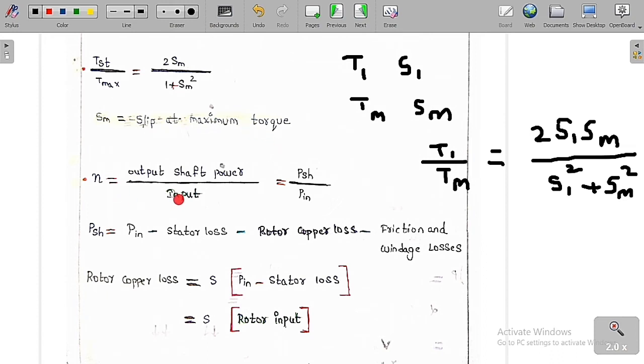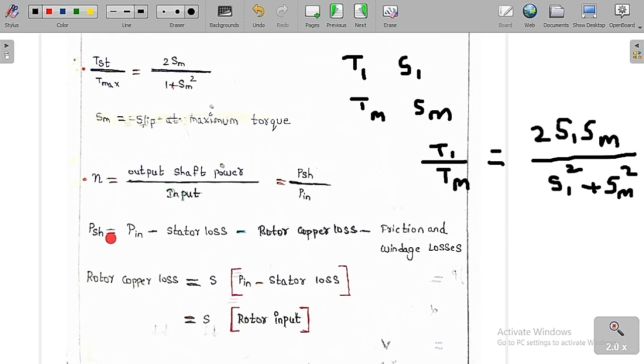See, efficiency is nothing but output shaft power by input power. I am trying to tell you regarding the induction generator. So efficiency is nothing but shaft power by input power. Now, what is the shaft power? Input power minus stator losses minus rotor copper loss minus friction and windage losses. You can see clearly, the shaft power is nothing but input power minus losses. What are the losses?